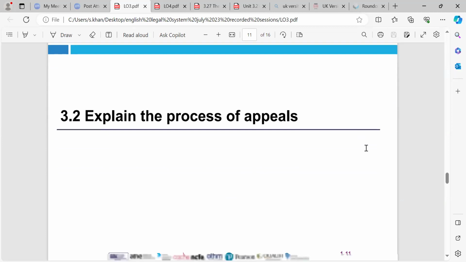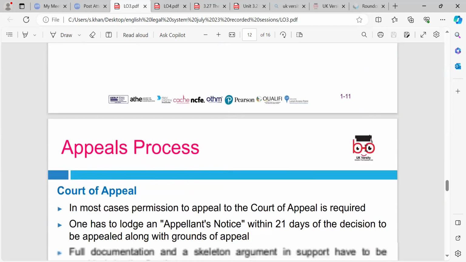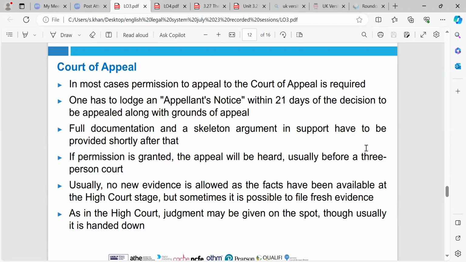So 3.2, explain the process of appeals. So in the appeals process in the Court of Appeal, in most cases permission to appeal is required. Once they've lodged the appellant's notice within 21 days of the decision to be appealed, with grounds of appeal. So there must be grounds of appeal to identify that they have the right of appeal. And a full skeleton argument needs to be in support of that.